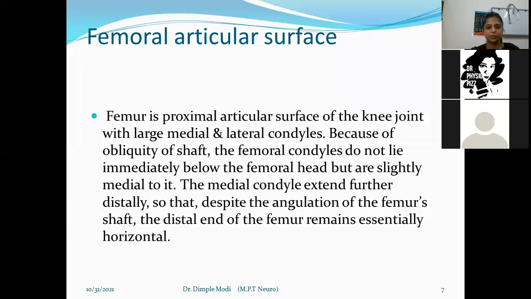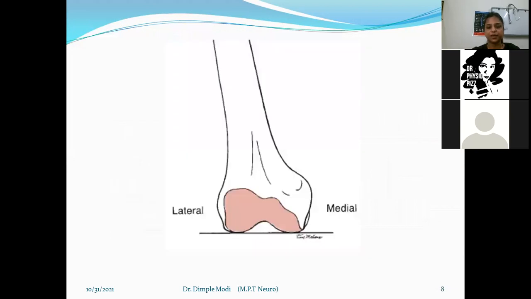I can just revise it. The femur is the proximal articular surface of the knee joint, with larger medial and lateral condyles. Because of the obliquity of the shaft, the femoral condyles do not lie immediately below the femoral head, but are slightly medial to it. The medial condyle extends further distally, so that despite the angulation of the femur shaft, the distal end of the femur remains essentially horizontal. Okay, this is the femur's articulating surface.